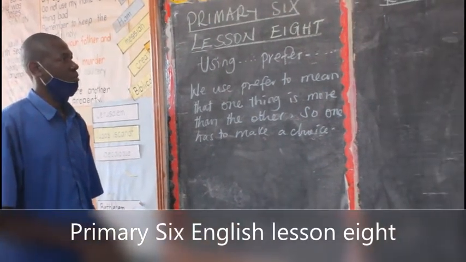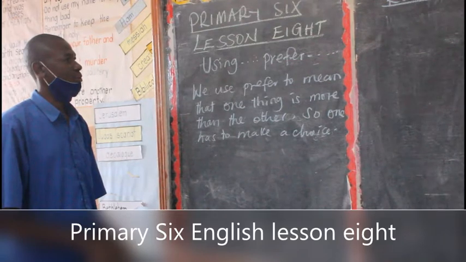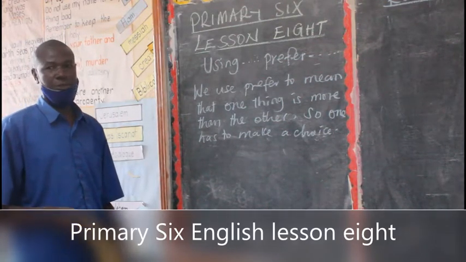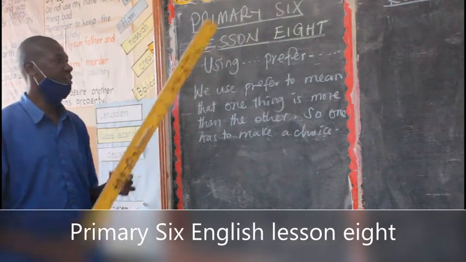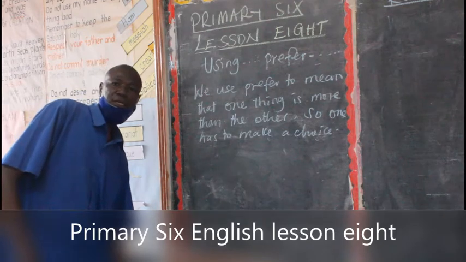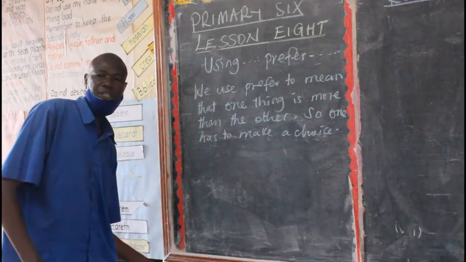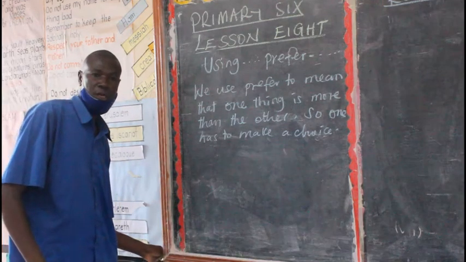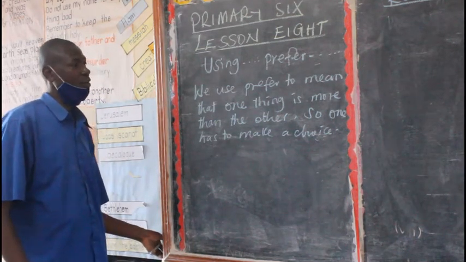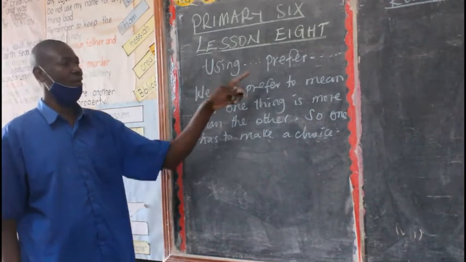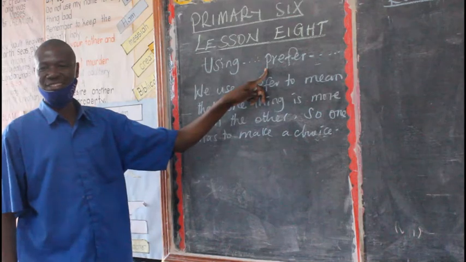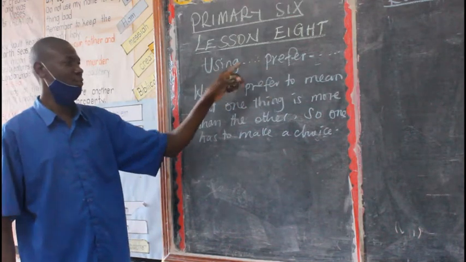You are most welcome, Primary 6 children, once again. We are looking at another aspect in our lesson 8. Remember, in lesson 7, we talked about the formation of abstract nouns. Now here, in this lesson 8, we are looking at a very simple structure. This structure is taught right from Primary 3. This one here, that is using prefer.